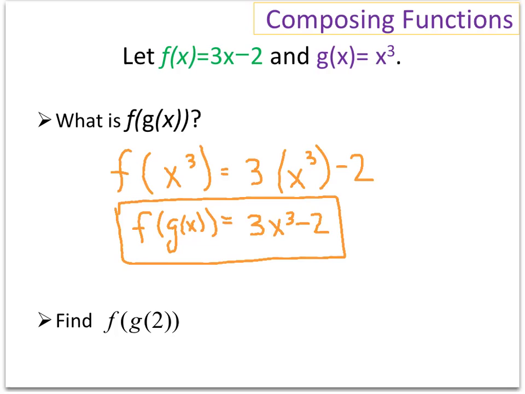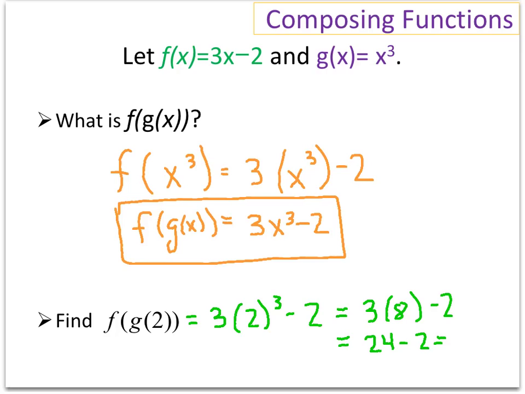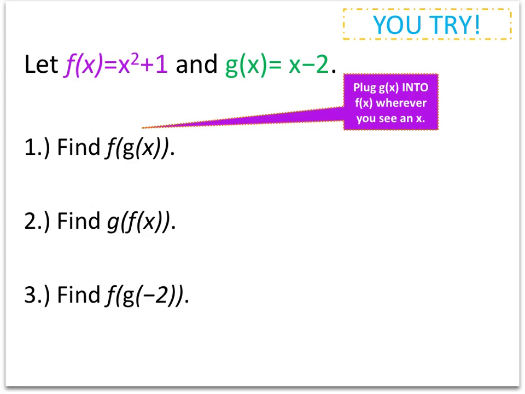So now evaluating that at 2, I'm going to plug in 2 everywhere I see an x. Well, doing my exponent first, I know 2 cubed is 8. Now I'm going to do 3 times 8, which is 24, minus 2, which is 22. Now give it a try and make sure you put your work and your answers in your notes.